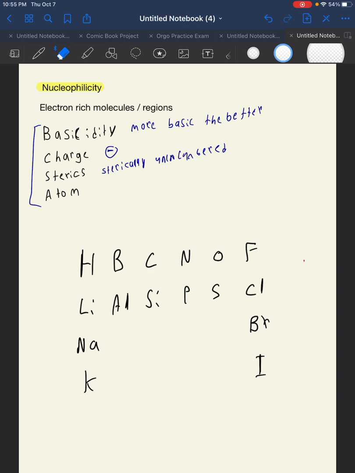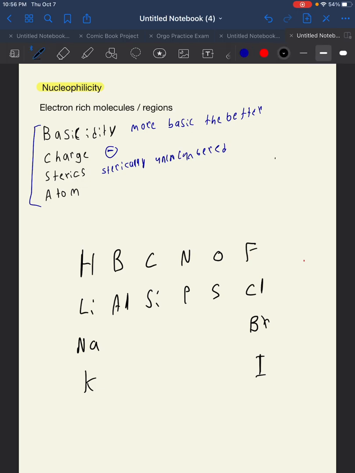Now it's not always going to have a negative charge, so don't put that in your mind, but it helps because if you see a negative charge compared to a positive charge, we know that the negative charge is more nucleophilic than something with a positive charge on it because it's more electron rich and it's more willing to give away those excess electrons. The next thing is sterics. Now looking at sterics, nucleophiles that are sterically unencumbered are better nucleophiles.